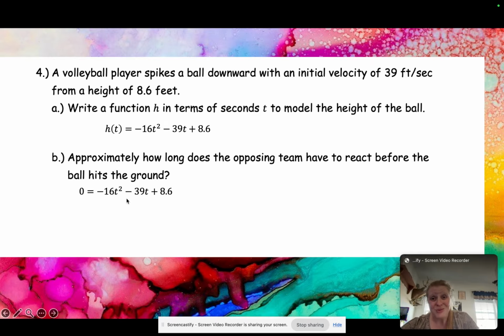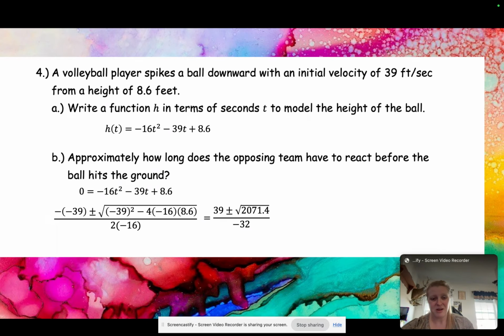All right, so now we're going to use the quadratic formula. So you're going to plug all of this right into your quadratic formula and go through the motions. All right. The discriminant's going to be about 2071.4. And then we're going to square root that. It's about 45.5.